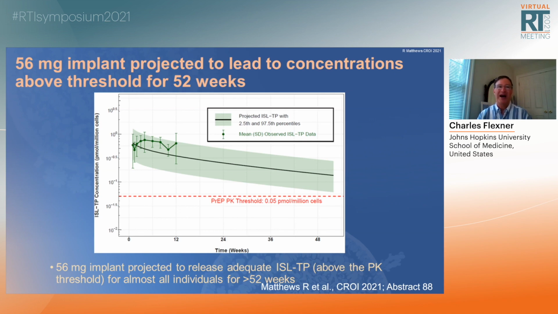And so the high dose implant, 56 milligrams, is projected to protect against HIV in the PrEP setting for 1 year or longer. And it could be paired with other agents for treatment.